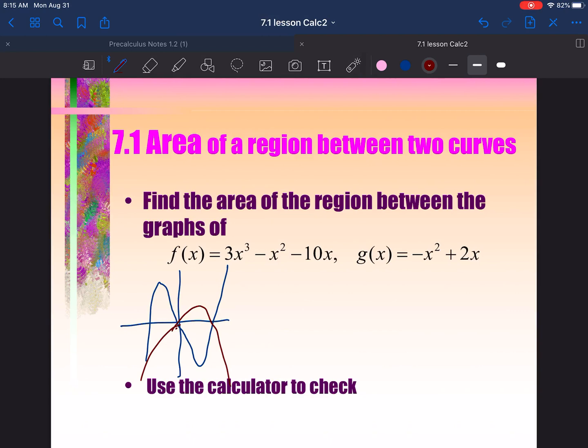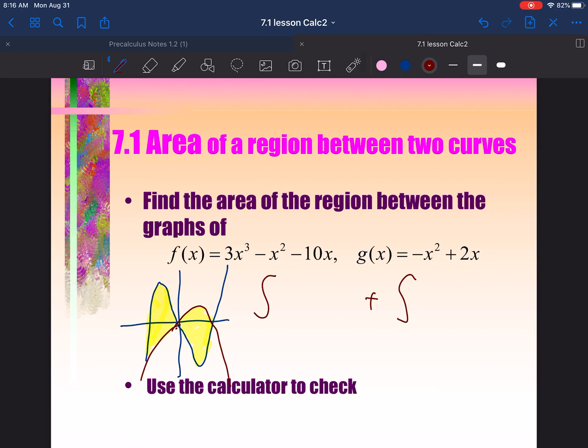So the area between them looks to be 2 sections. We've got this section over here, and then we've got another section over here. So when you have multiple sections, you're going to have to set up multiple integrals. So we have this integral and this integral, one for the left, one for the right.